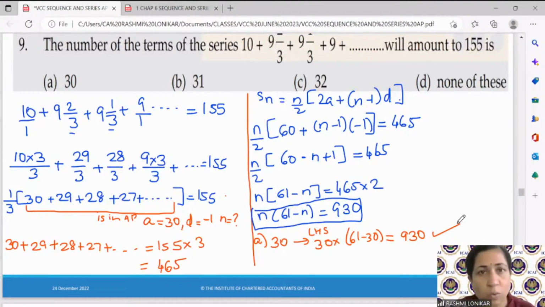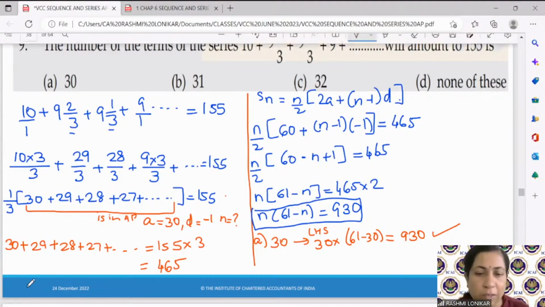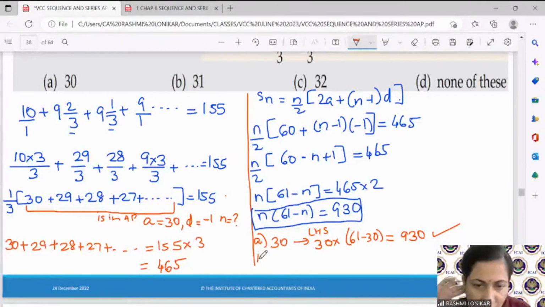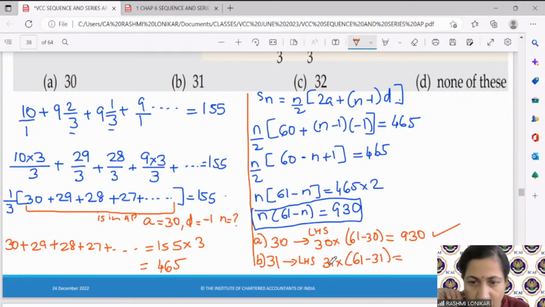Usually you will get only one correct option, but here we are having more than one correct option. So I will be doing that for you also. Second is, option is 31. So what will be the LHS? LHS will be 31 into 61 minus 31. How much will this be? 31 into 30, which is 930.